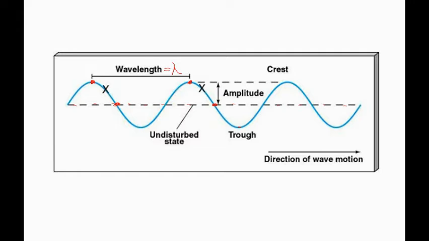And then your undisturbed state is going to be your equilibrium. Your crest is your highest point. Your trough is your lowest point.